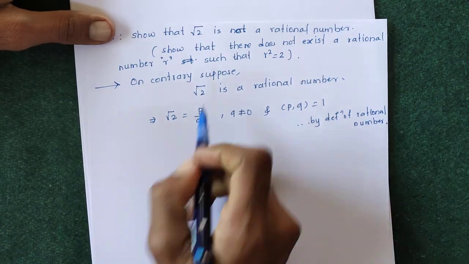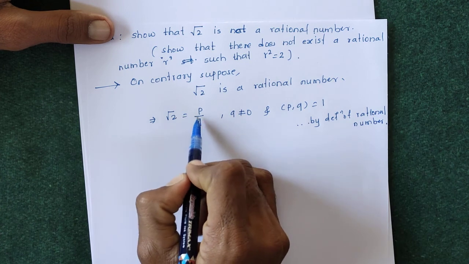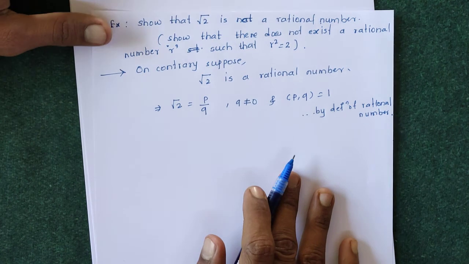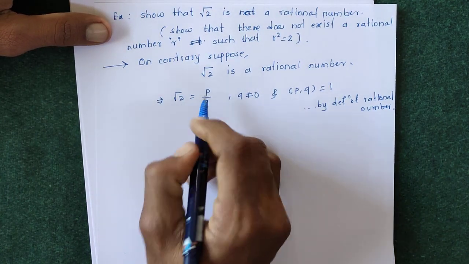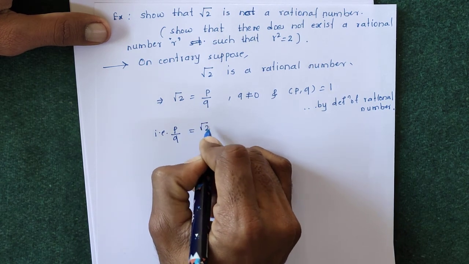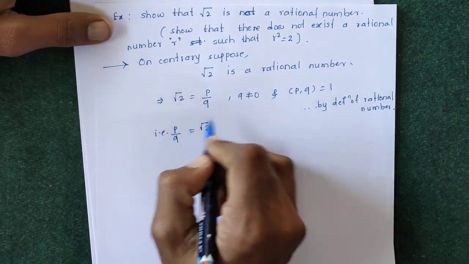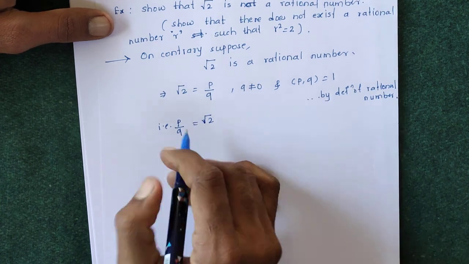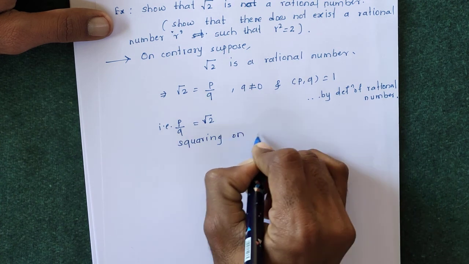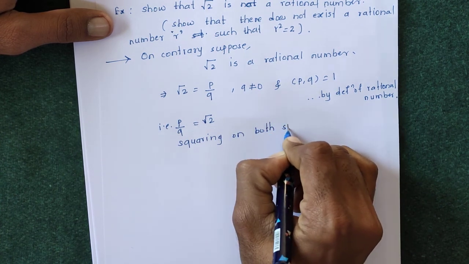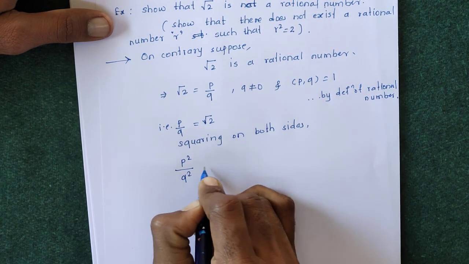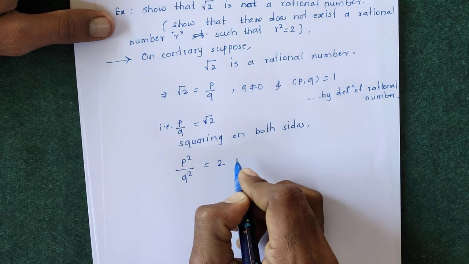On the contrary, we have supposed that root 2 is a rational number, so root 2 must be of the form p by q, where q is non-zero and p and q are relatively prime, or GCD of p and q is equal to 1. Now we can write this as p by q is equal to square root of 2, just interchanging the positions. Now if we square on both sides, we get p square upon q square is equal to 2, since square root of 2 squared is 2.